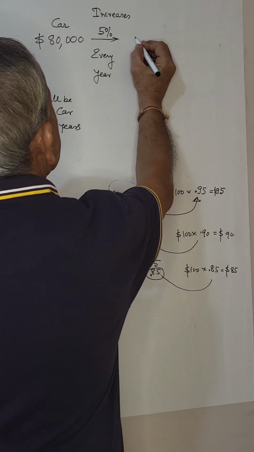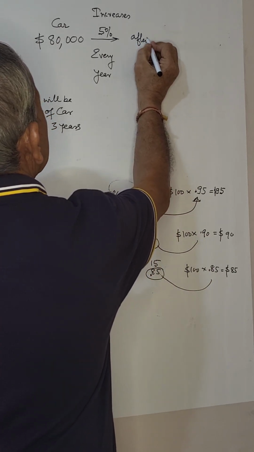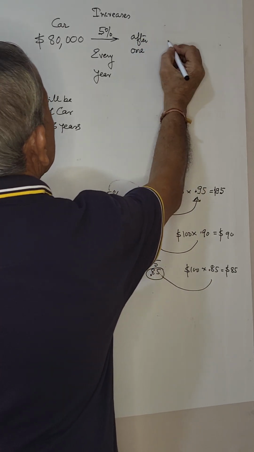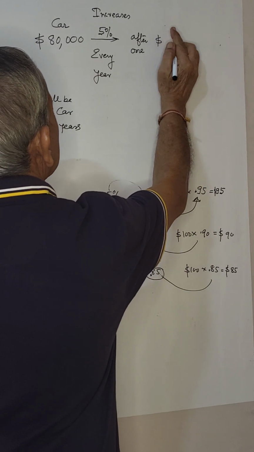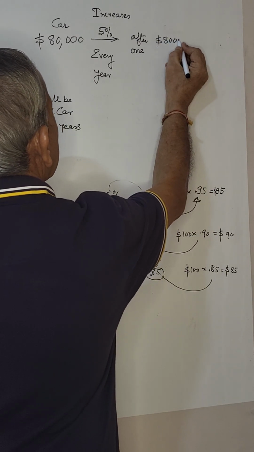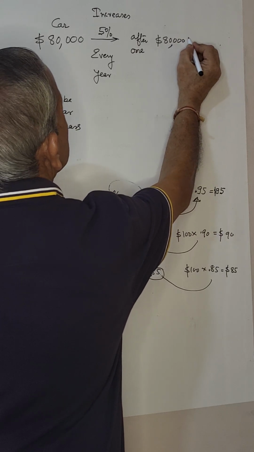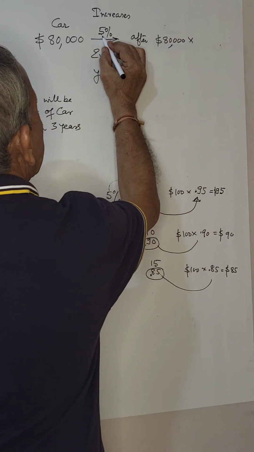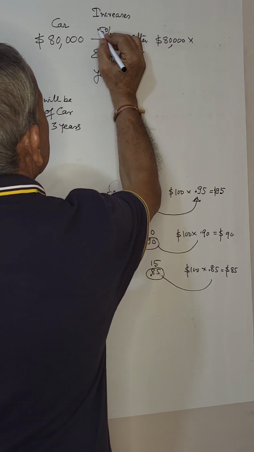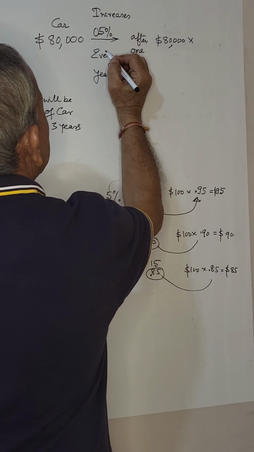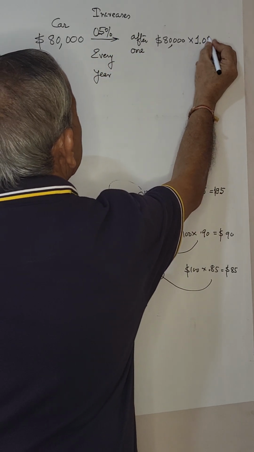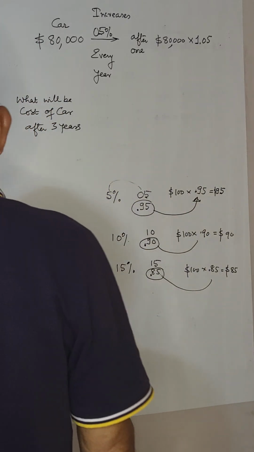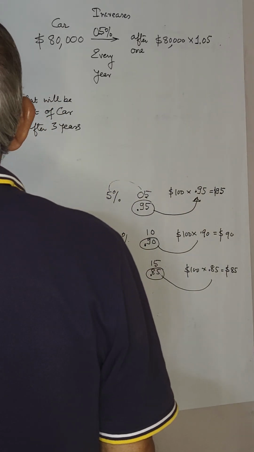After 1 year, the cost will be $80,000 multiplied by, it is 5%, so make it double digit, 0.5, and multiply it by 1.05.